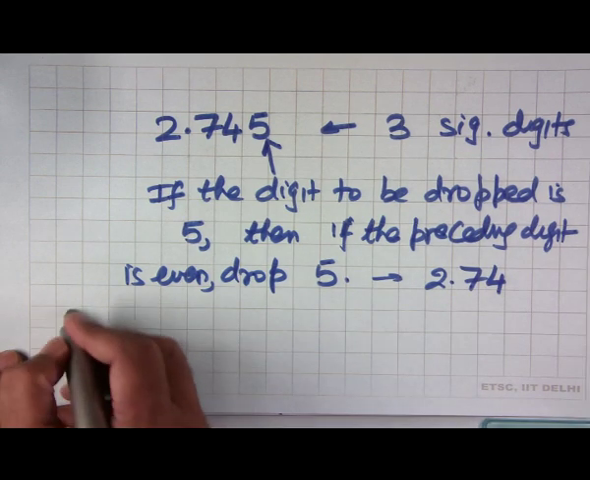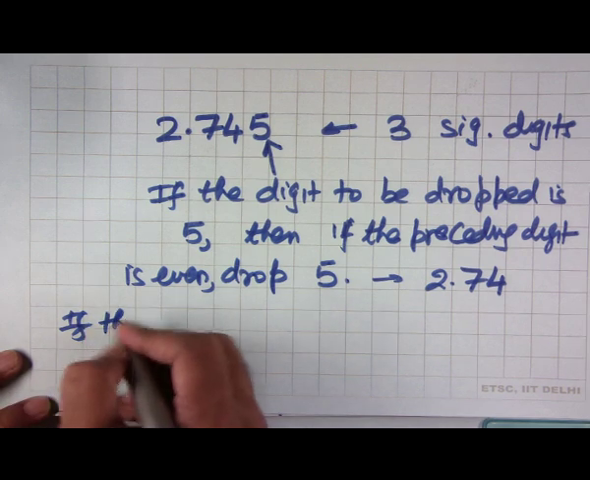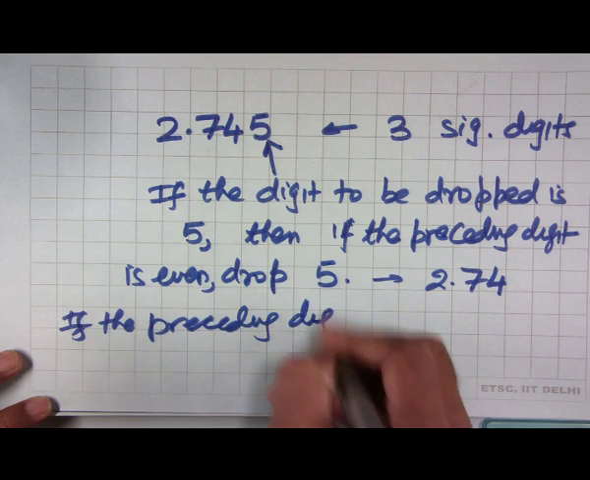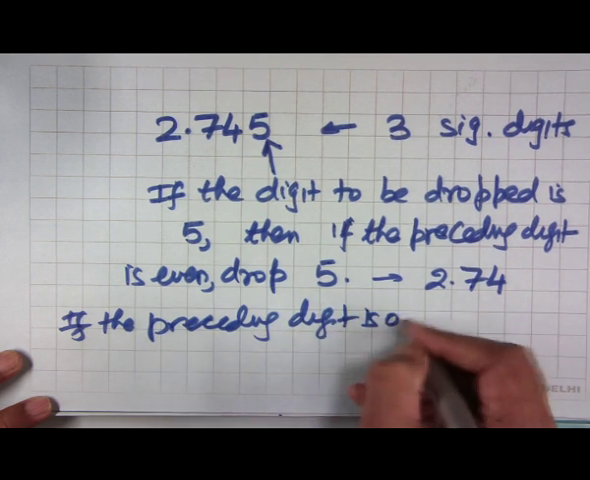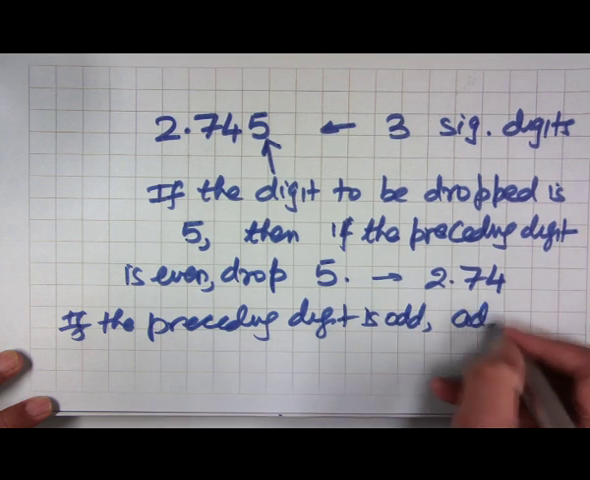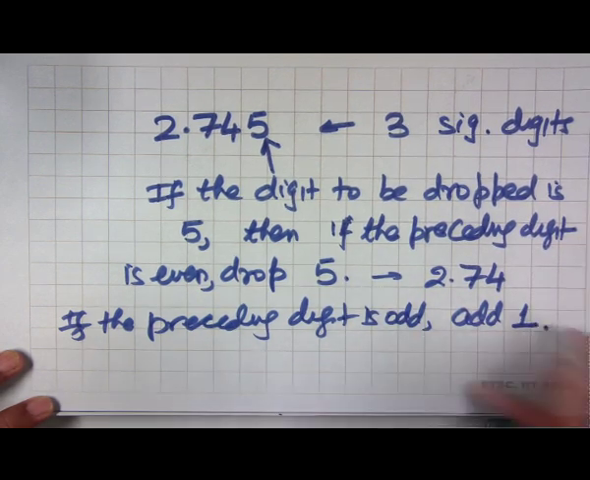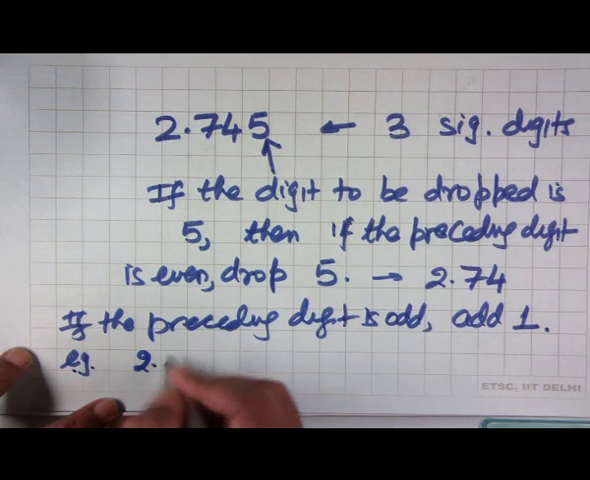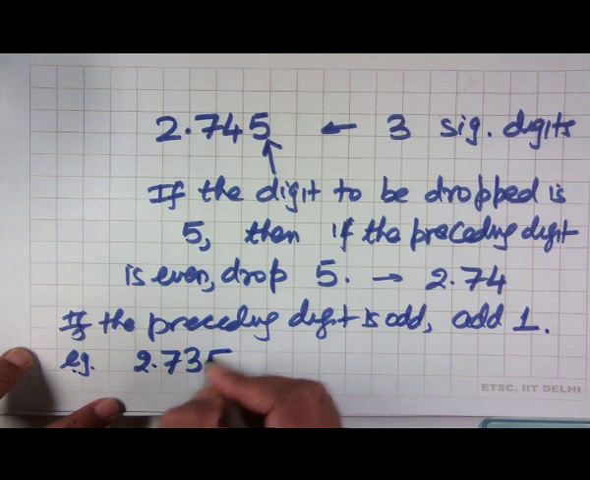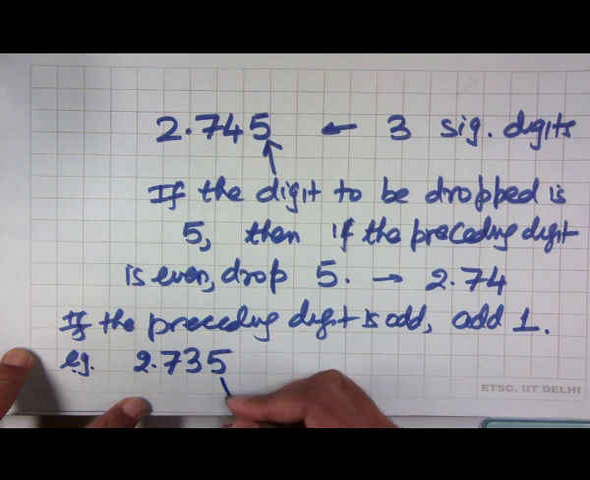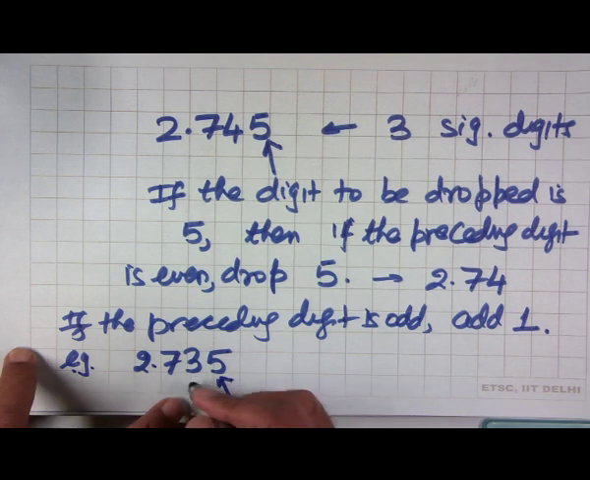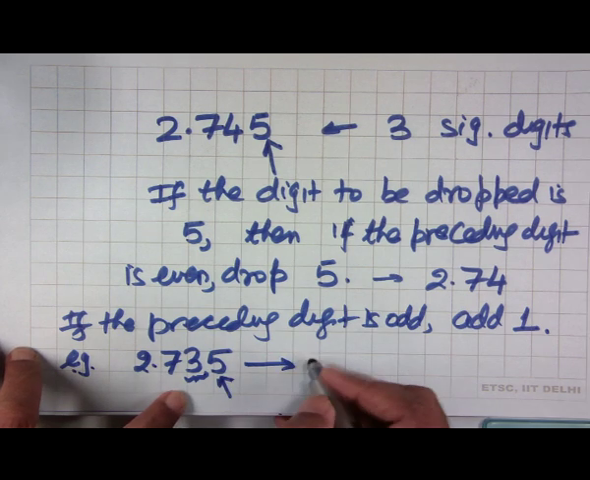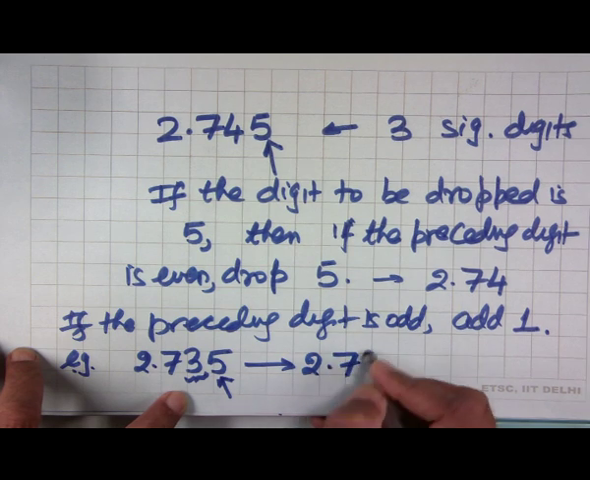And if the preceding digit is odd, then we add 1 to the preceding digit. For example, if we are talking of 2.735 up to 3 significant digits. We look at this digit 5 and the digit preceding to this is 3, which is odd. So, therefore, this would be rounded up as 2.74.